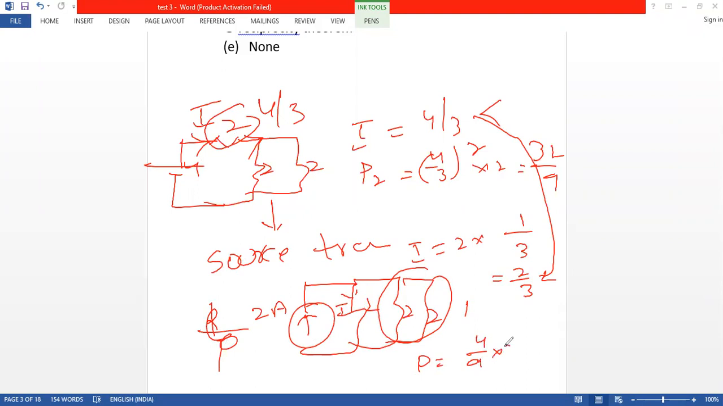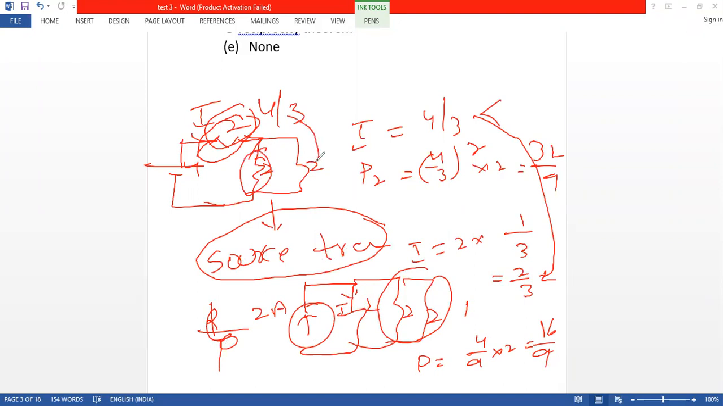4 by 9 into 2, 16 by 9. So here it depends upon topology. If you change the topology, the power consumed in the circuit will change. Keep in mind, also don't use the source transformation theorem when you are finding current in that branch. If you are finding current in the branch, you can change these two but not these two. This point should be kept in mind.